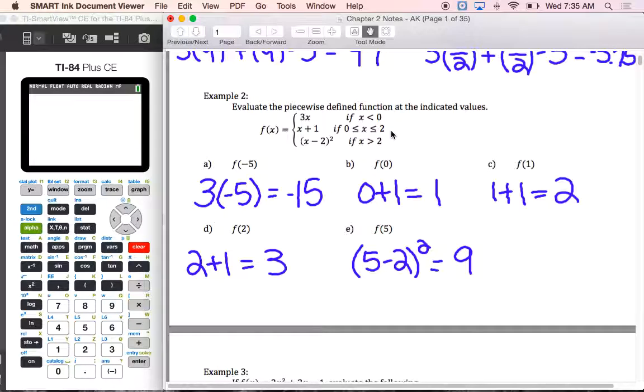So make sure that you look at the if parts here with your x's, because all of these numbers that are listed in parentheses are your x values. So you want to see which one of the 3 the x values are going to fall into.